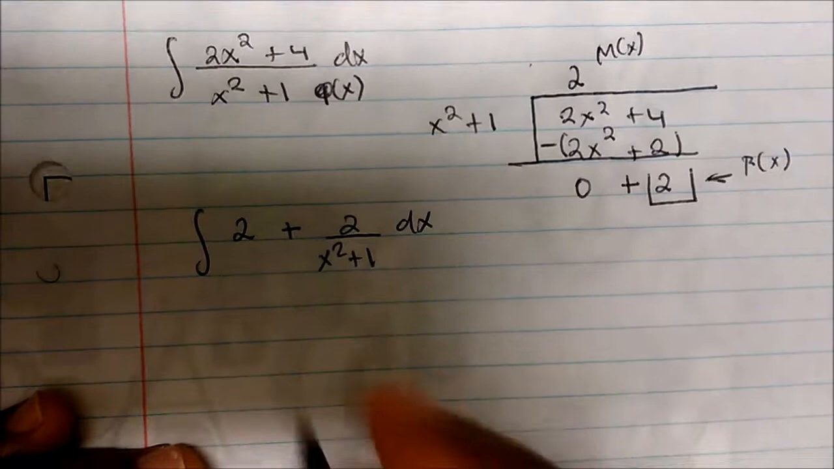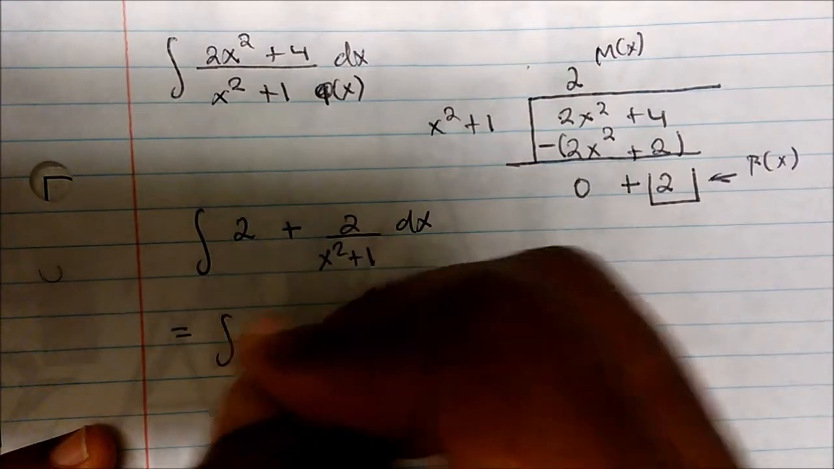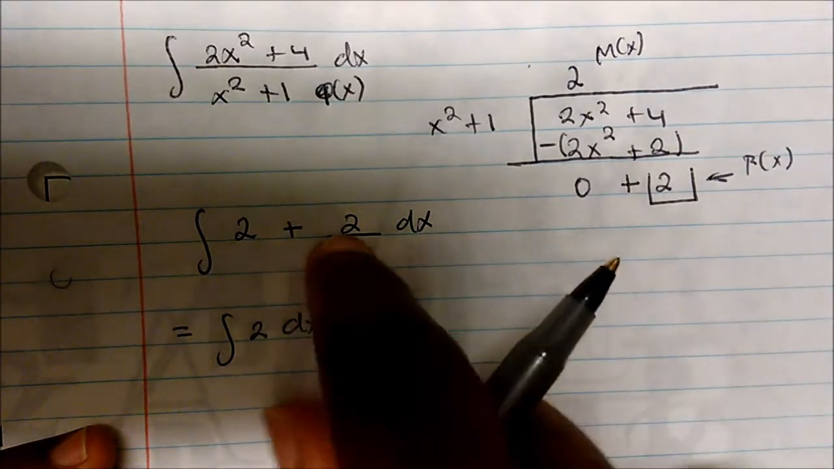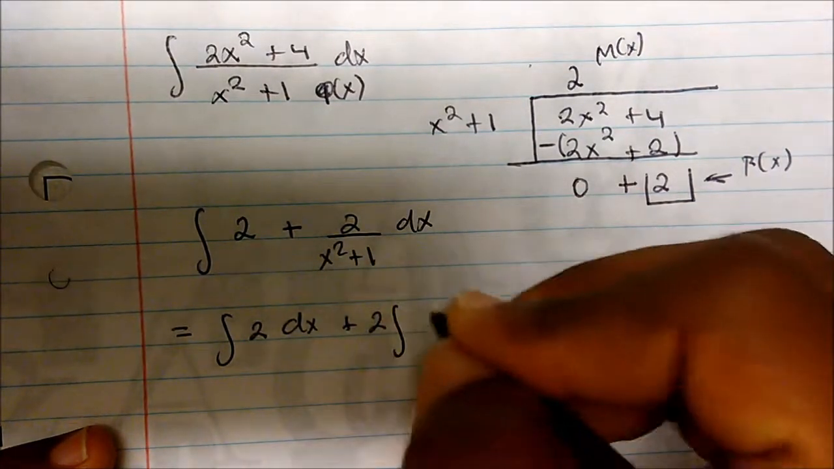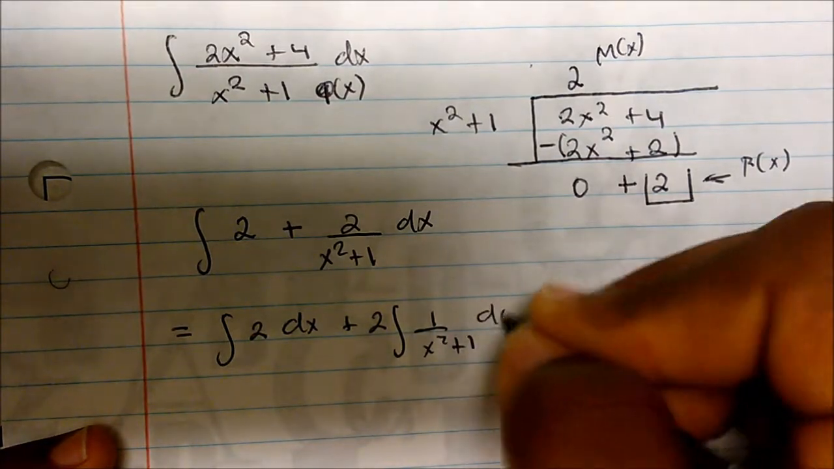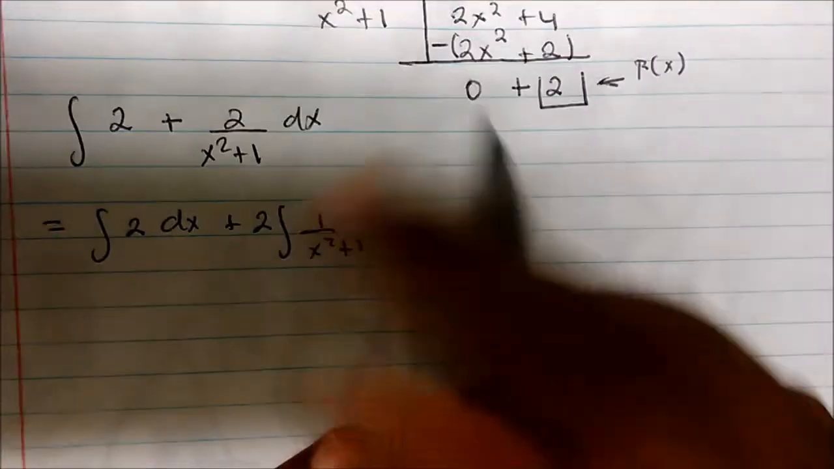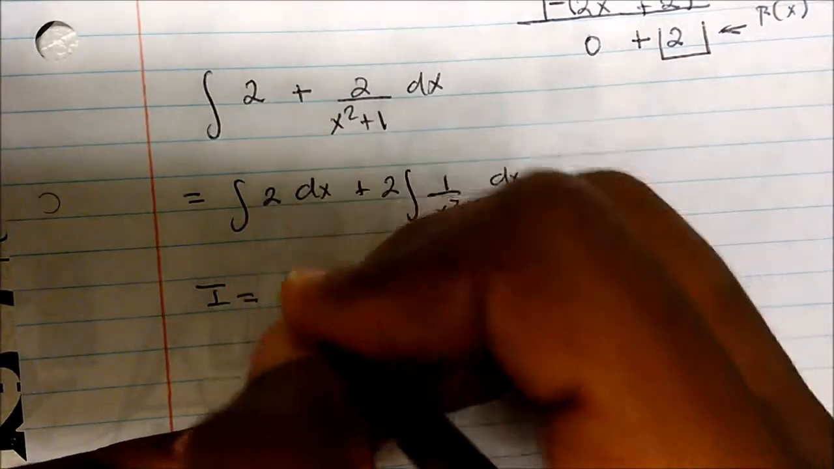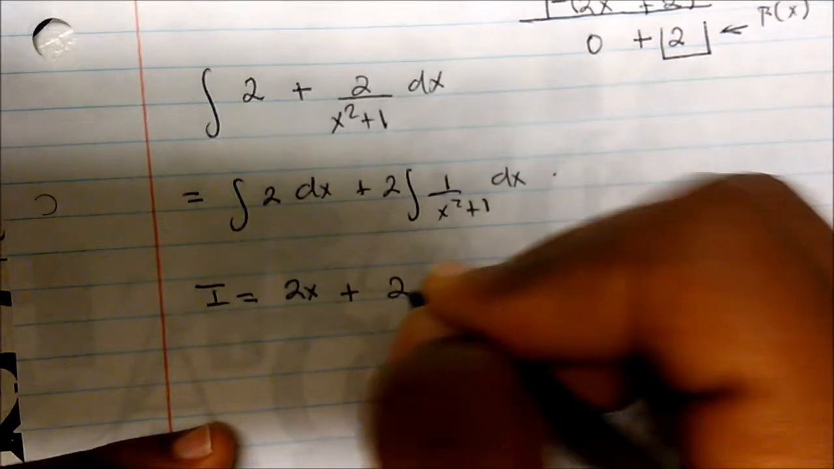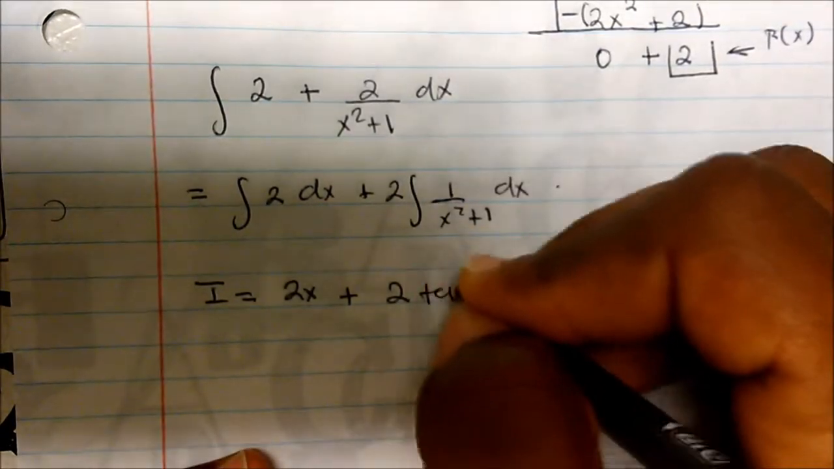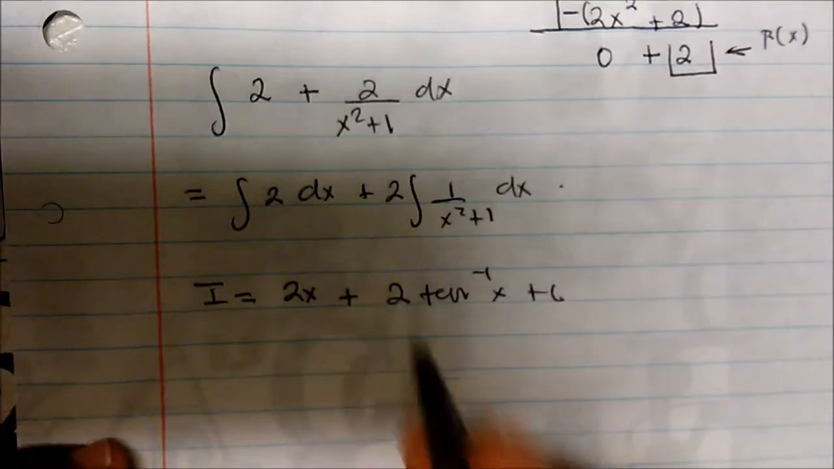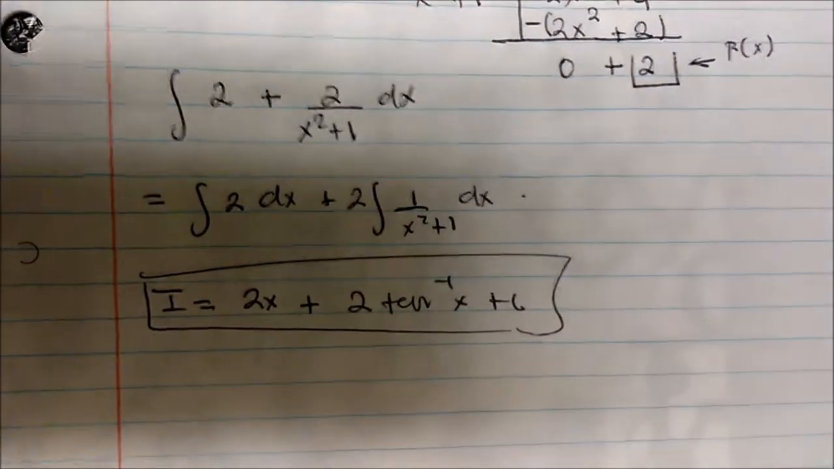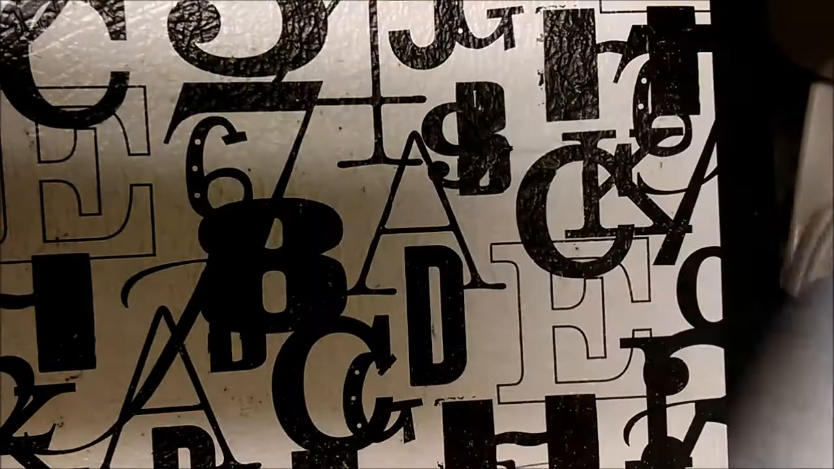Now we know the integral of this. If I split my integral up, this becomes the integral of 2 dx plus the integral of, because I have a constant here, I can just bring it out, so this becomes 2 times 1 over x squared plus 1 dx. And we know the integration here. The integral of 2 is just 2x, plus 2 times tangent inverse of x, plus c. This will be your integration. So again, nothing more difficult. Let's look at one more.